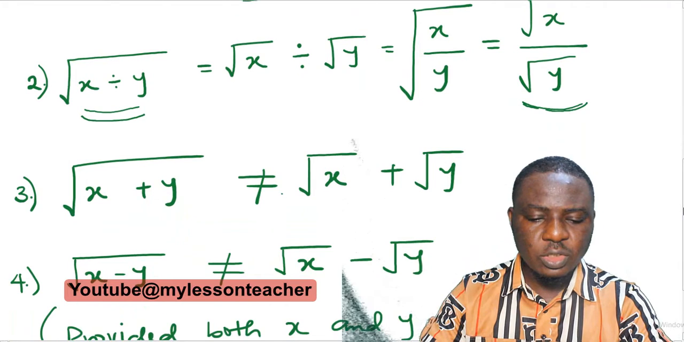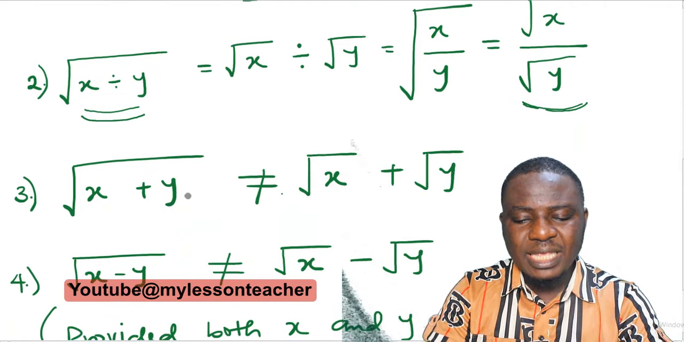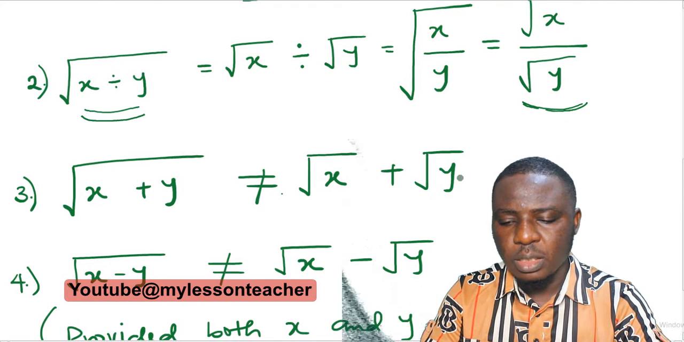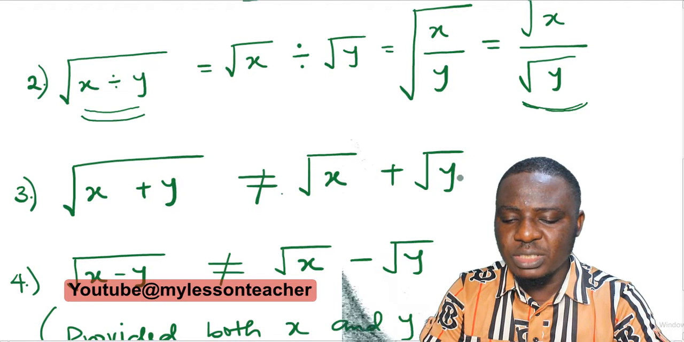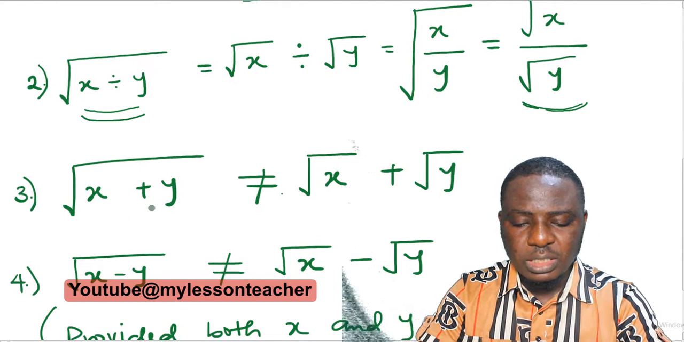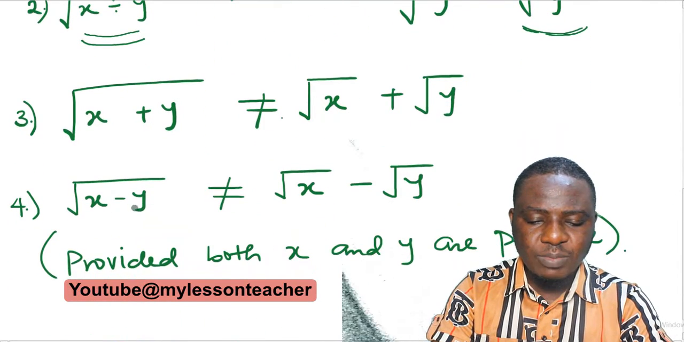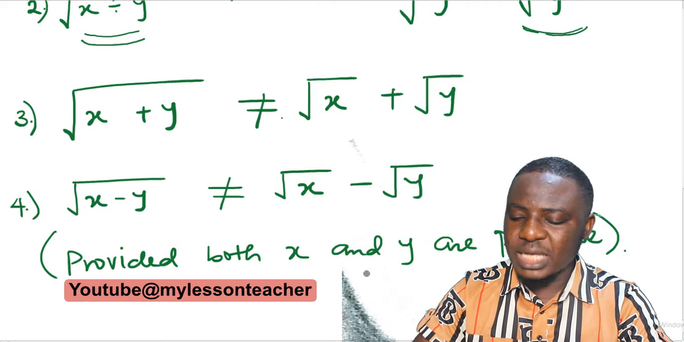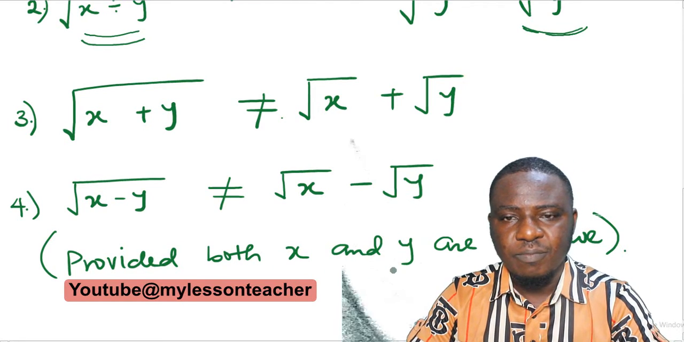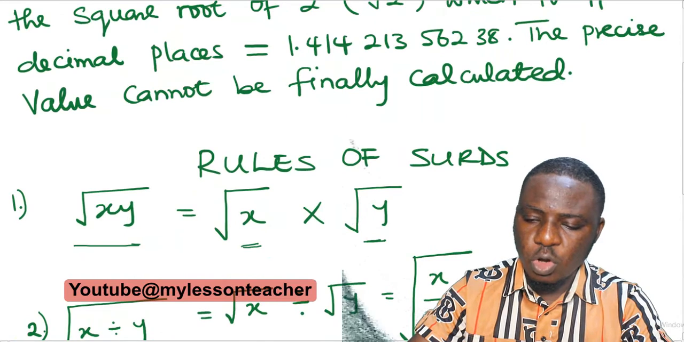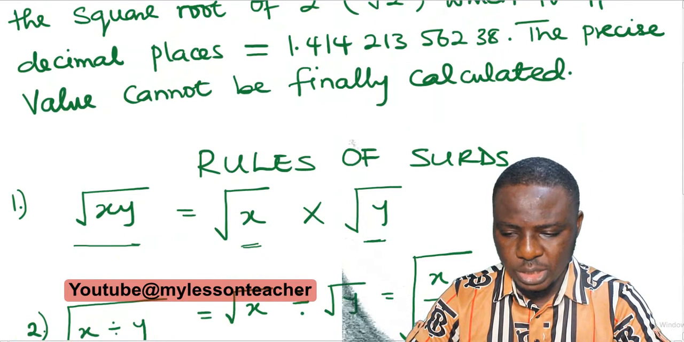3, the third rule says root x plus root y is not equal to, this sign means is not equal to, root x plus root y. Most students make such a mistake by thinking that root of x plus y can be simplified to be root x plus root y, but it is not. Same with subtraction. Root of x minus y is not equal to root x minus root y, provided both x and y are positive. Okay, so these are the 4 basic rules of surds that we will be working with today.